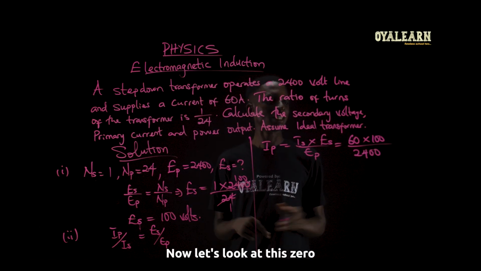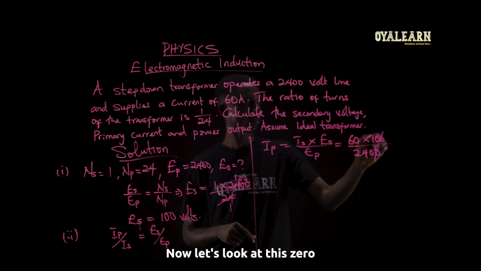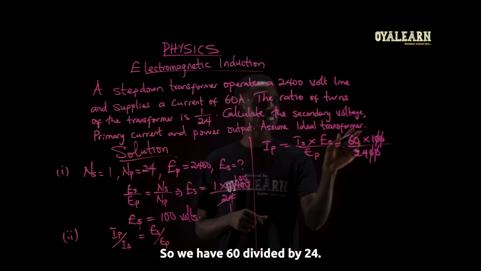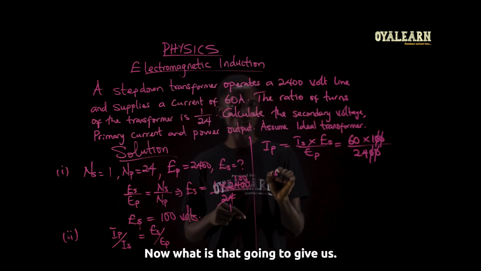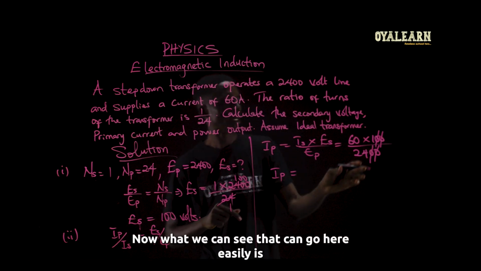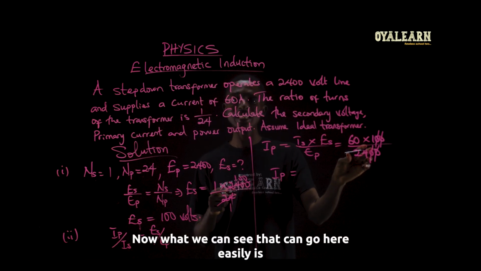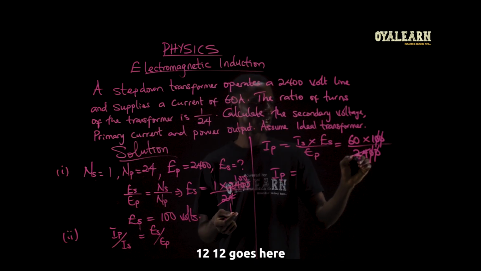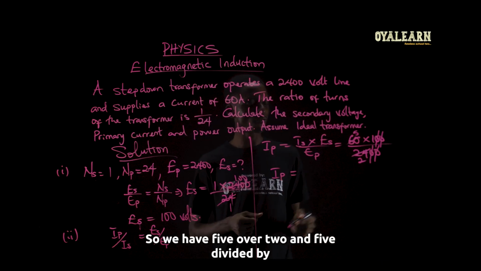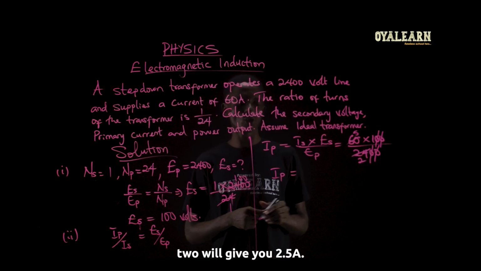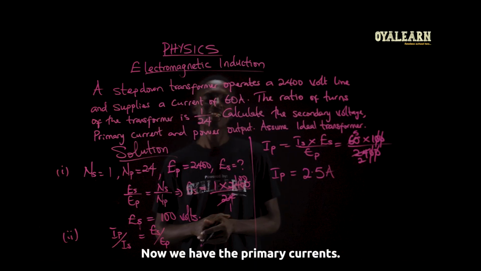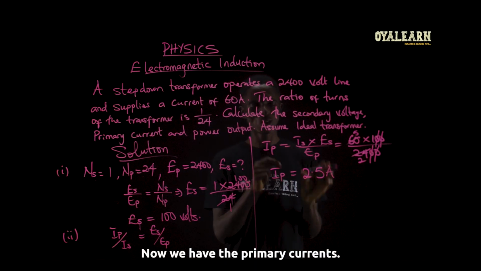Now let's look at this. 0 cancels 0, 0. It's just like 100 here gives you 24. So we have 60 divided by 24. Now what is that going to give us? It means the primary current is what? Now let's break this down gradually. What we can see that can go here easily is 12. 12 goes into 60 five times, and 12 goes into 24 twice. So we have 5 over 2. And 5 divided by 2 will give you 2.5 amperes. Now we have the primary current.